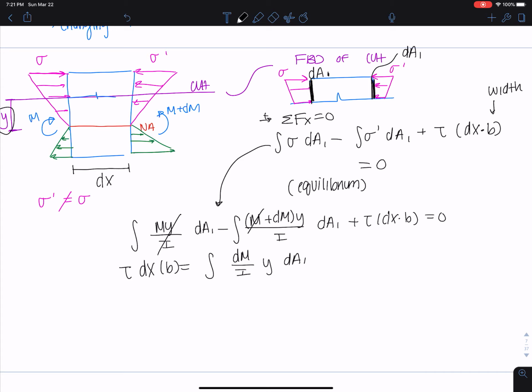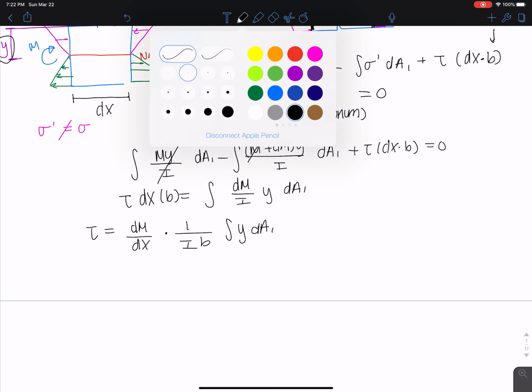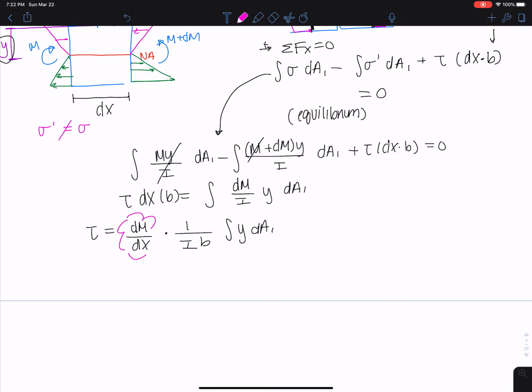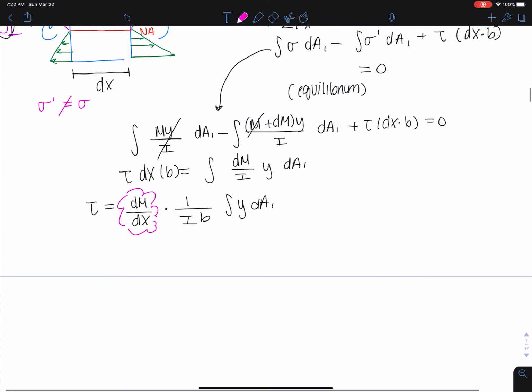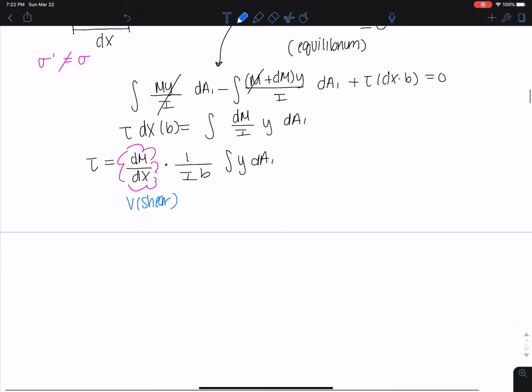And we know I is constant here, so we can take it out, and we get tau is equal to dM over dx, if we simplify all this, 1 over Ib integral of y dA1. And here we know some things. We know that dM over dx, the change of moment with respect to x, is just the shear. The derivative of moment is just shear. So we can further simplify this and say tau is just equal to V over Ib integral of y dA1.